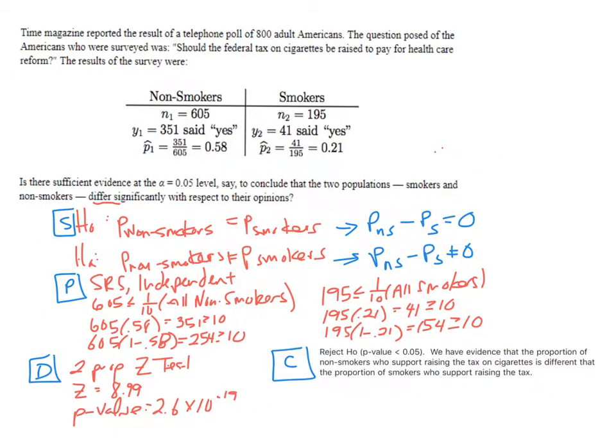All right, so we will reject the null because our p-value is below 0.05. We have evidence that the proportion of non-smokers who support raising the tax on cigarettes is different than the proportion of smokers who support raising the tax. So again, just remember, same old, right? Tell what you did, why you did it, and then put it in context. So I don't think there's anything too earth-shattering in this two-proportion z test. It just adds a little bit more to our work with working with multiple samples.